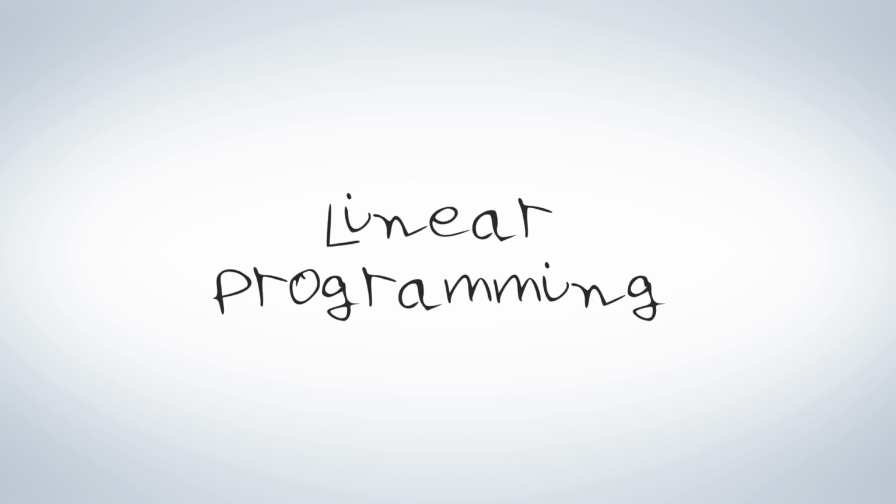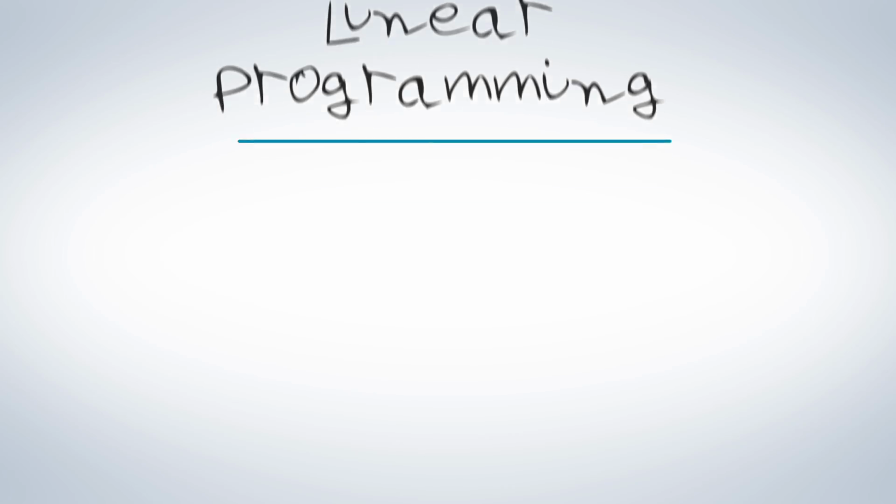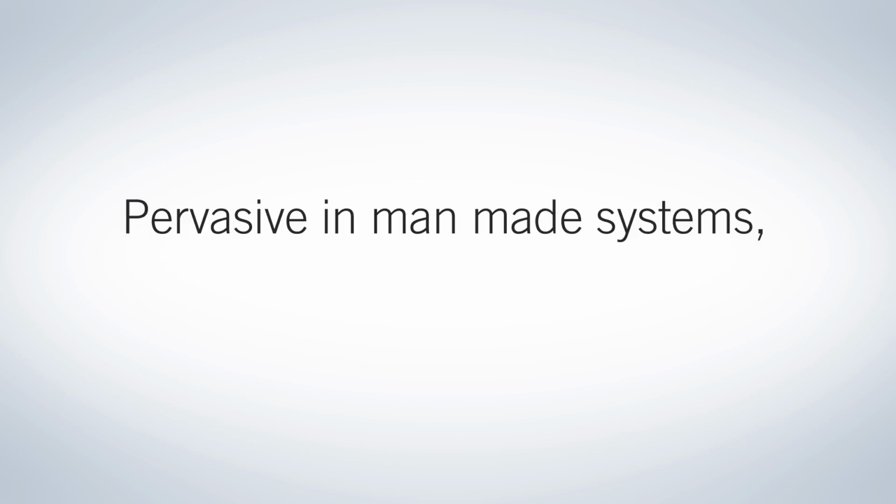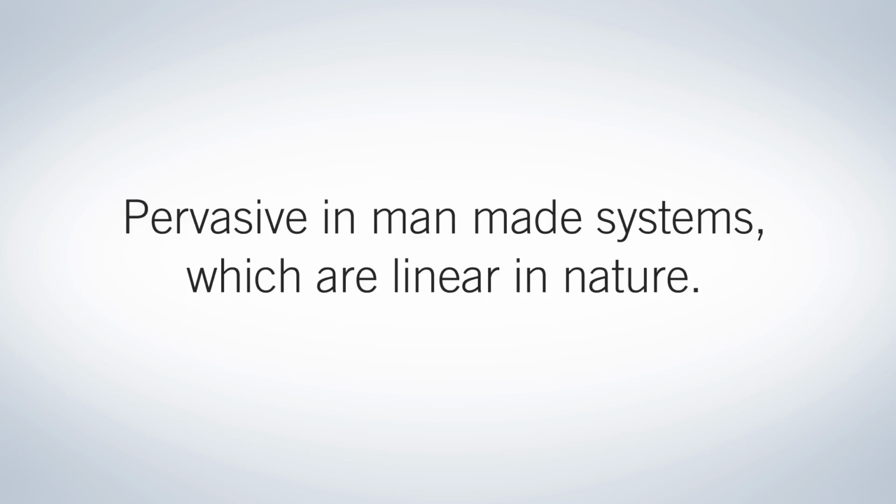Now we get to the more pervasive linear programming problems. There, the relationships are linear. The reason why these systems are more pervasive is because they occur in man-made systems. Man-made systems tend, by and large, to be linear in nature. And so we can solve very large problems of this sort.